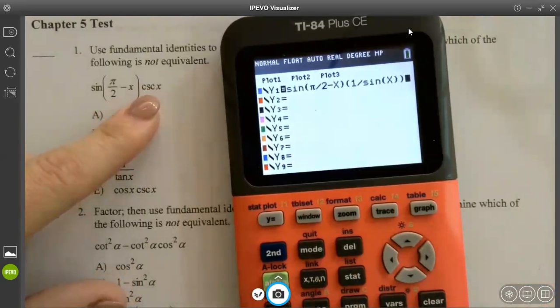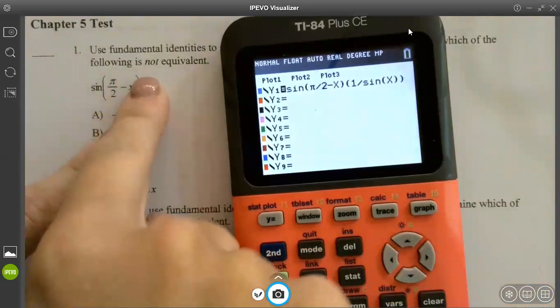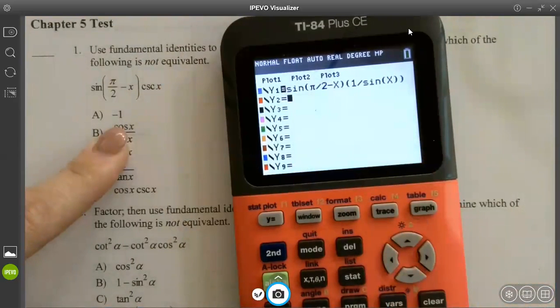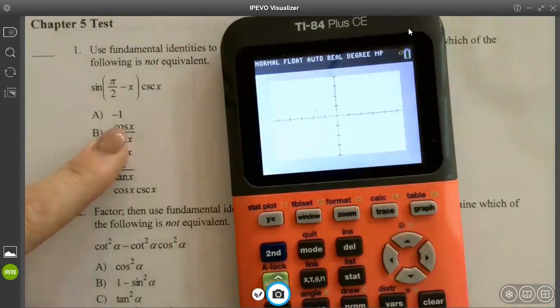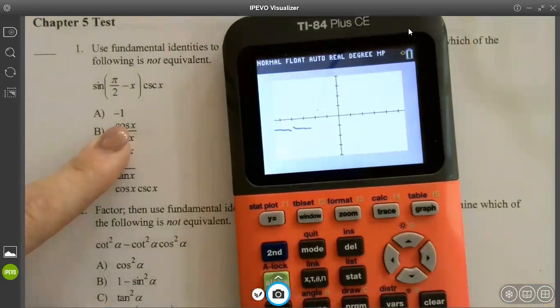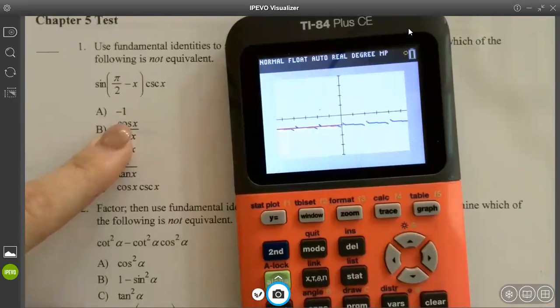If you need to do alpha y equals, do that. I don't care. What's it asking you? Which one is not equivalent? So I'm going to put my -1 in. I'm going to zoom trig because we're dealing with trig functions. Yes, it's going to take a minute. What do you notice? Is it the same? No. What would it look like if it were the same? The exact trace over. So I'm going to hold on this one for just a minute.